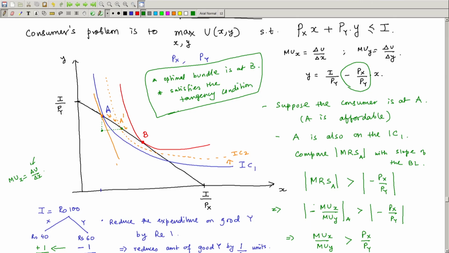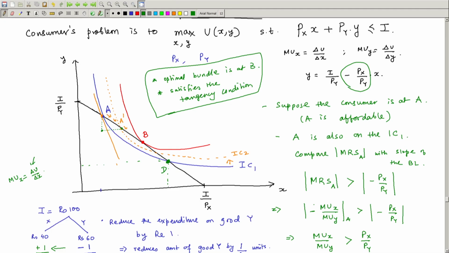Right? So I can start from any point A, do this reshuffle and reach the point B. Now as an exercise, I will ask you to repeat this if instead of starting from A, suppose the consumer is at some other point D here. At the point D, the consumer has some amount of XD and some amount of YD. Is D the optimal bundle?